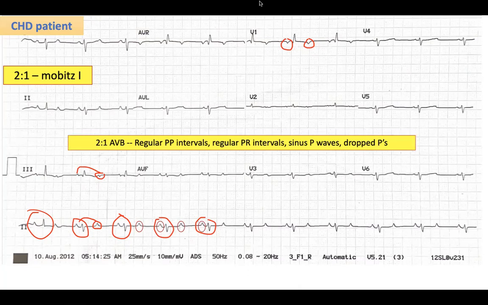Okay, so the PP interval should be regular with 2-to-1. And the PR intervals should also be regular. So the P that eventually conducts should have a similar PR interval throughout. And the P wave should be sinus in origin, i.e. positive in lead 1 and positive in aVF. And obviously there is a dropped P wave every other P wave. Okay, guys? Easy? Makes sense.